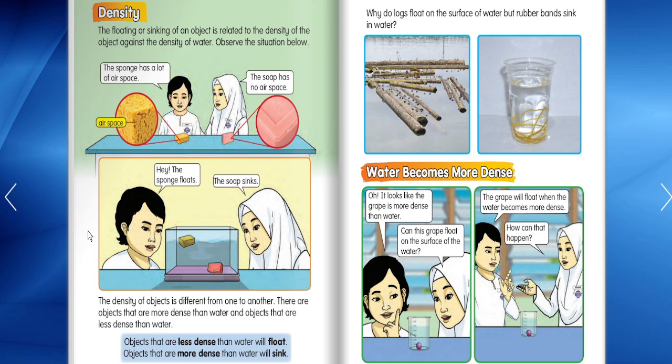Which objects float? Sponges. Why does the sponge float? Because it has lots of air space, because it is less dense than water. And why does the soap sink? Because it doesn't have air space and because it has more density than water. Yes, that's great.